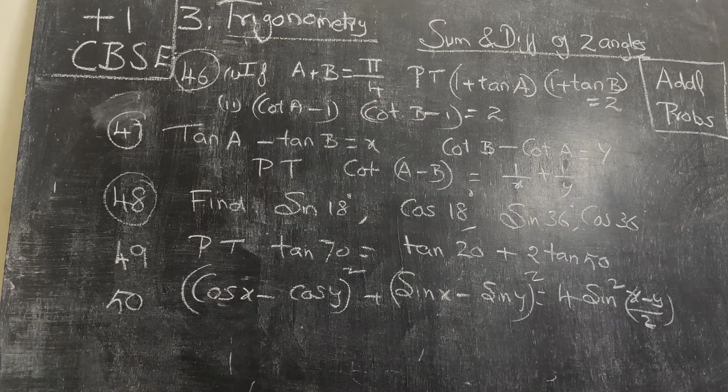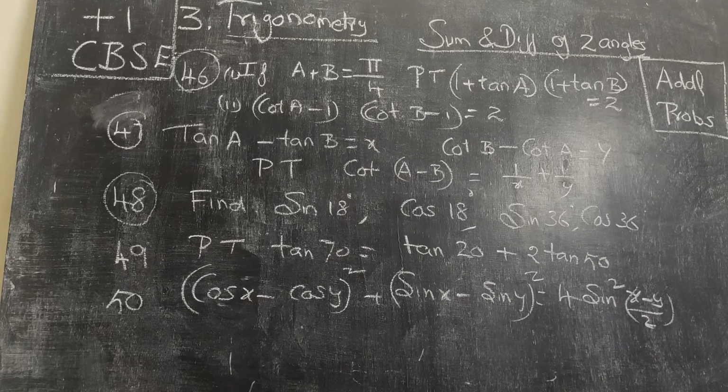Question number 46. If a plus b equal to pi by 4, prove that (1 plus tan a) into (1 plus tan b) equal to 2. Same model, so I have put subdivision 2: (cot a minus 1) into (cot b minus 1) equal to 2. They are actually two different problems. They will not be asked as a single problem. Only for the sake of the similarity, I have clubbed these two problems.